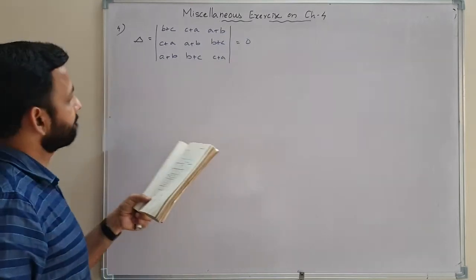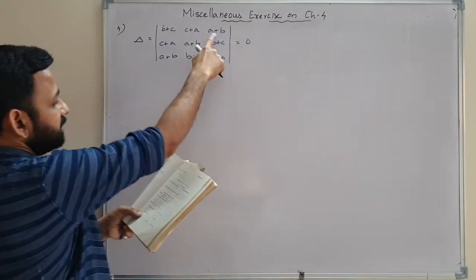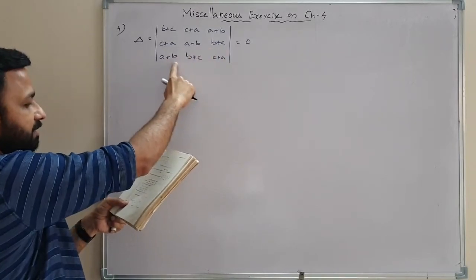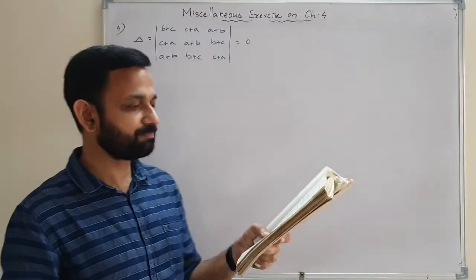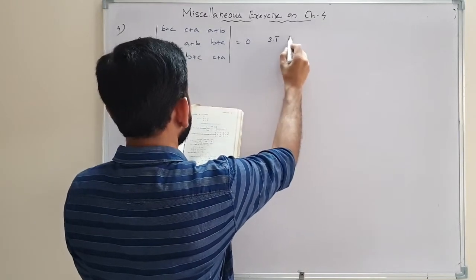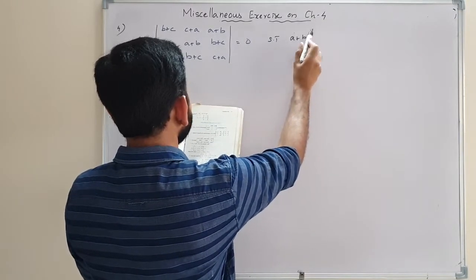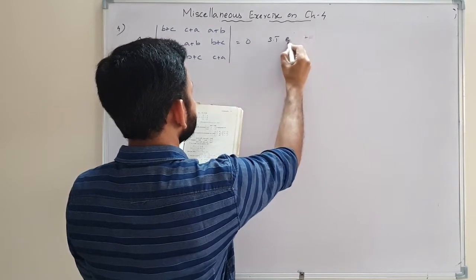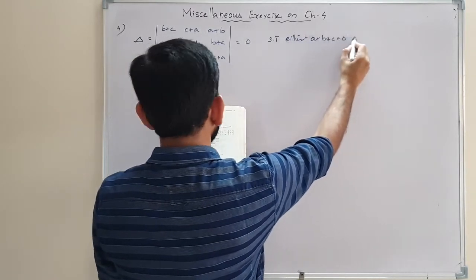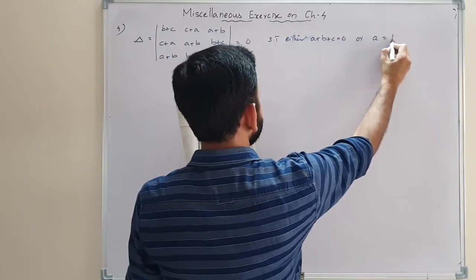That is given: |b+c, c+a, a+b; c+a, a+b, b+c; a+b, b+c, c+a| = 0. Show that either a plus b plus c equal to 0 or a equal to b equal to c.